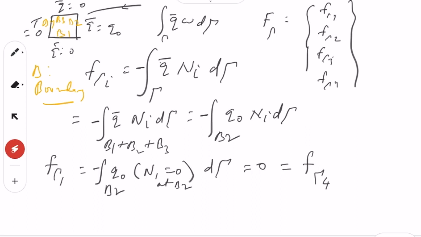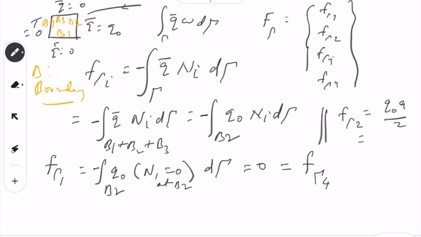Okay, so from intuition, by insight, you can simply write F gamma 2 equal to Q naught A divided by 2, which is equal to F gamma 3. You can write it like that, or you can use the equation to find it out. And how will you find it out? Let us find F gamma 2, which will be equal to minus, and this is along this boundary only, remember.